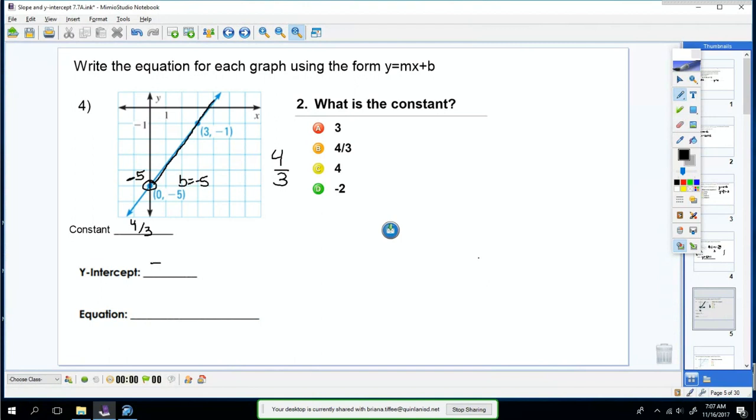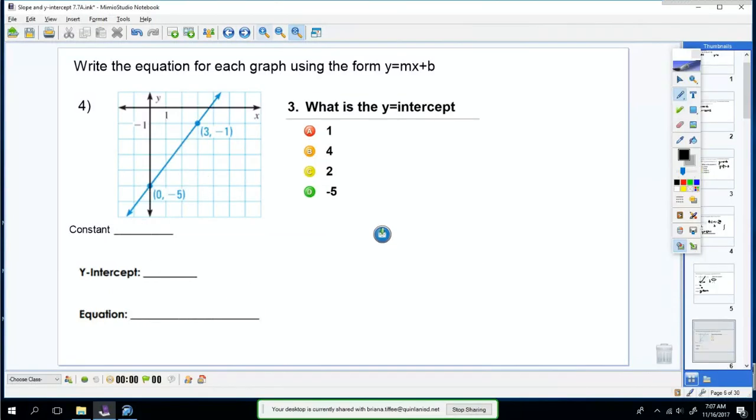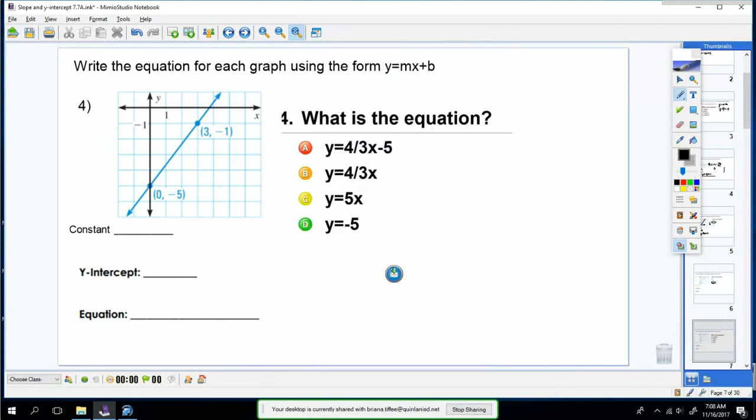So my y-intercept is negative 5. So my equation will be y is equal to 4 thirds x minus 5. Okay, and I broke this problem up into a couple of questions. So the first question is going to be, what's your constant, which is 4 thirds? Then it's going to ask you, what's the intercept? Negative 5. And then it's going to ask you for the equation, which is 4 thirds x minus 5.